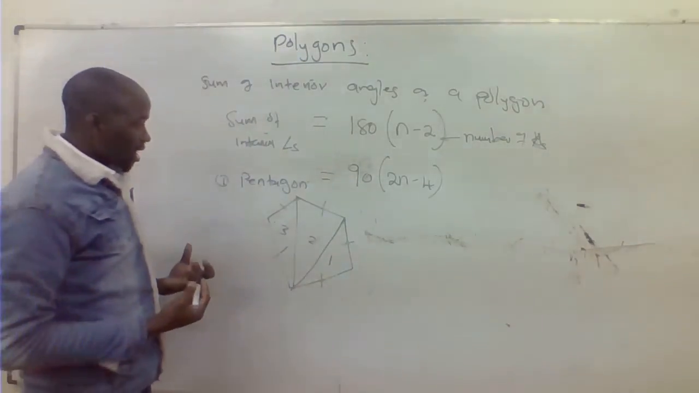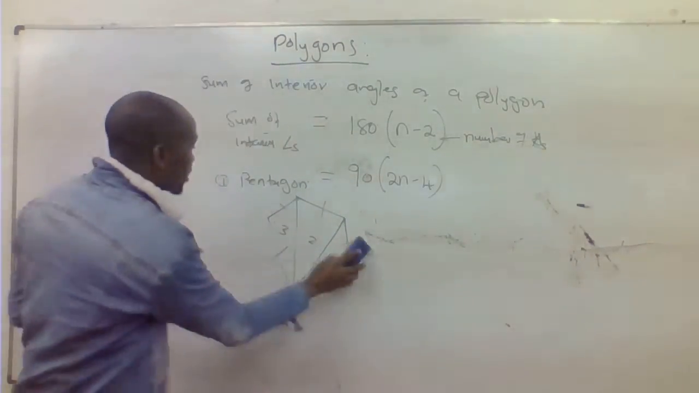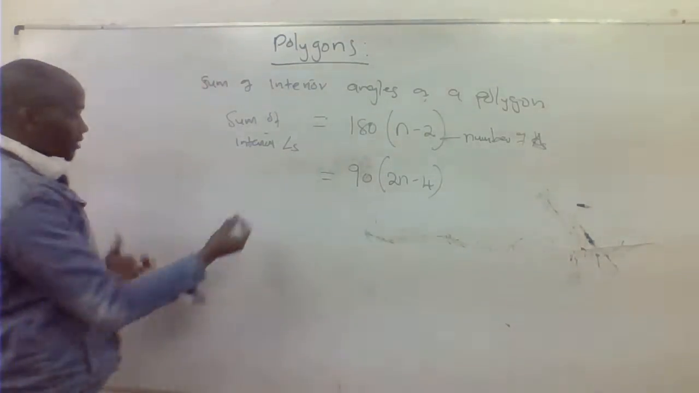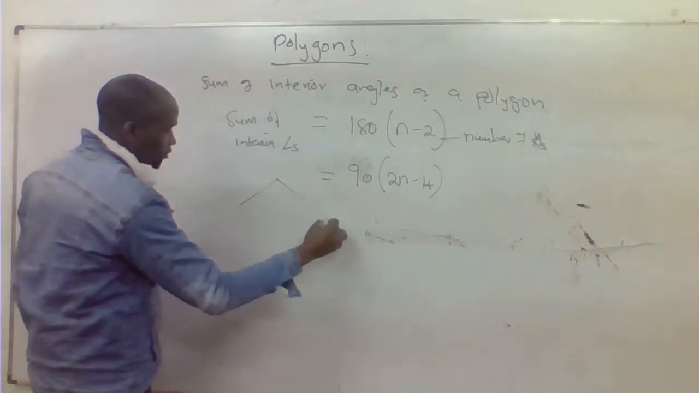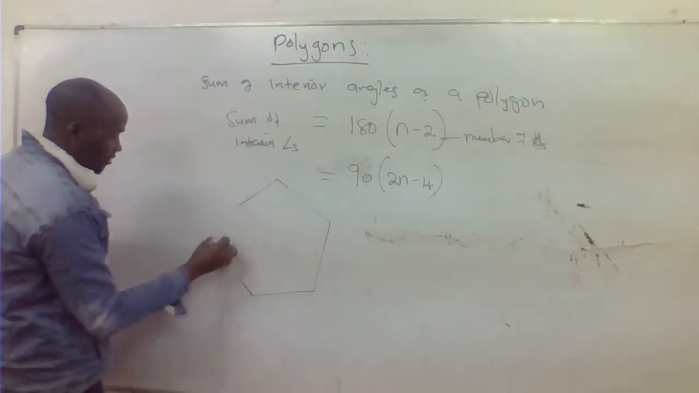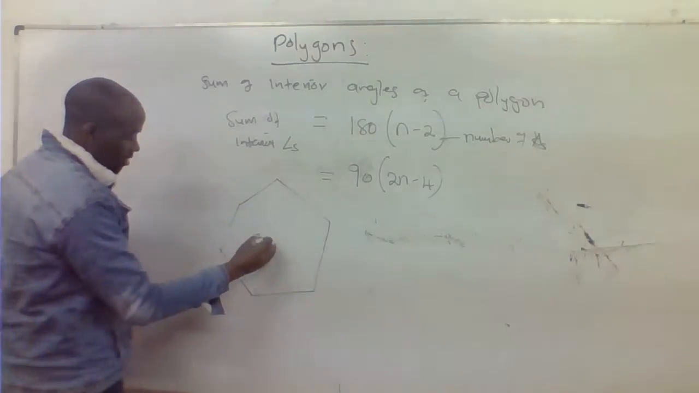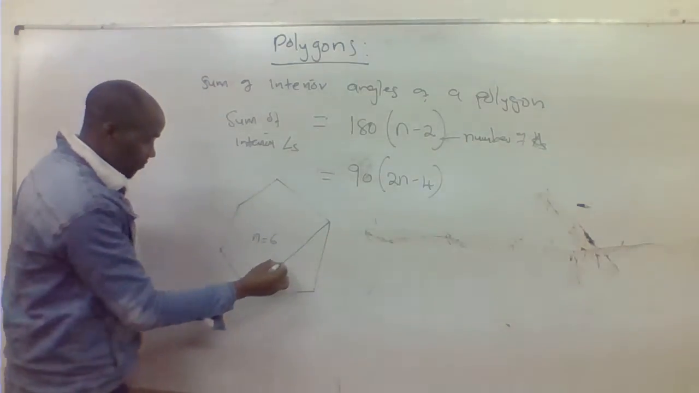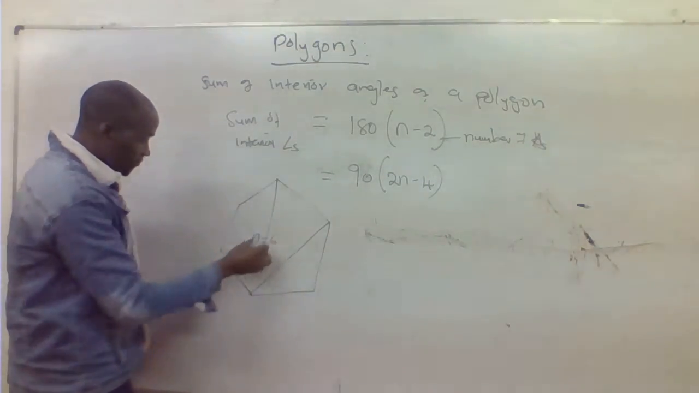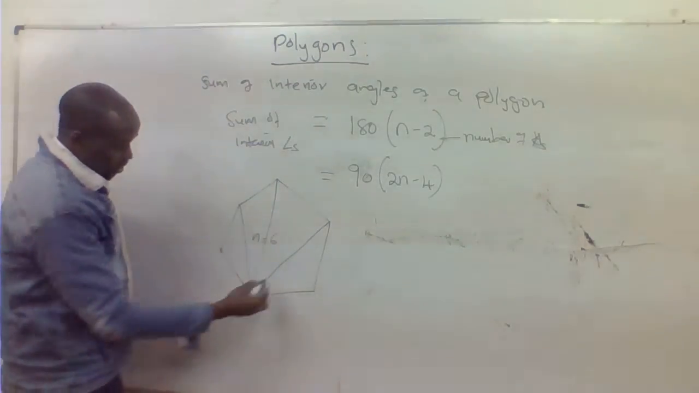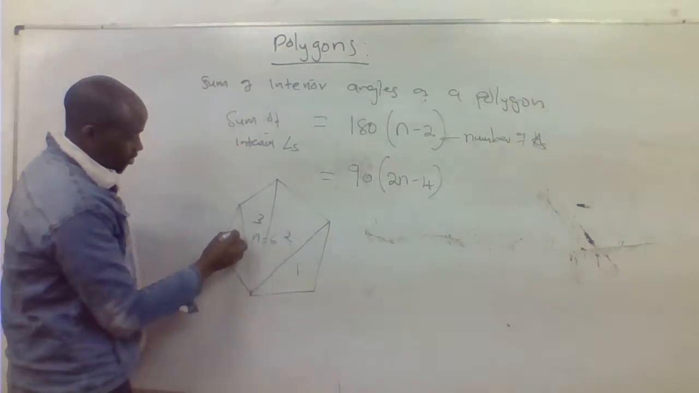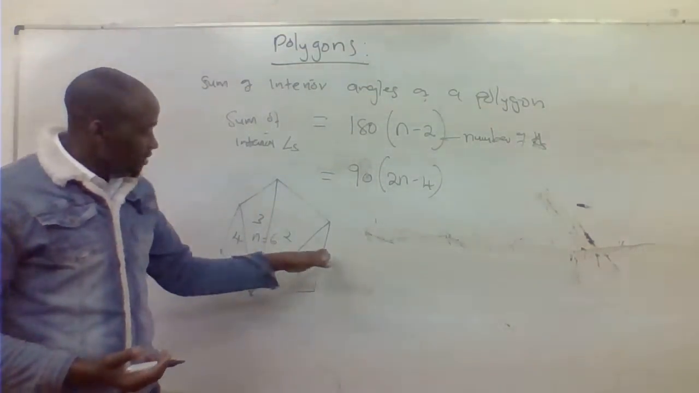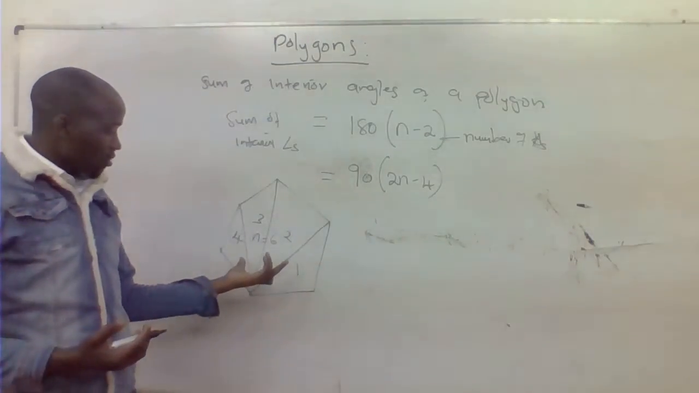Take for example a figure like hexagon. I have said that hexagon is a six-sided figure. So I have one side 1, 2, 3, 4, 5, 6. Here n equals 6. Let's see how many triangles can be obtained from this. You'll have 1, you'll have 2, then 3, then 4. So the number of triangles here is 4. So if the number of sides is 6, the number of triangles is what? It is 4.